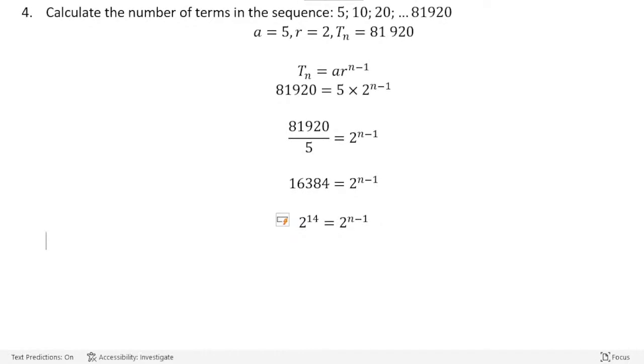what is the exponent on the left hand side? The exponent on the left hand side is 14. What is the exponent on the right hand side? The exponent on the right hand side is n minus 1. Solve for n. Then when you solve for n, n is equal to 15. So the number of terms is 15. So n is equal to 15.